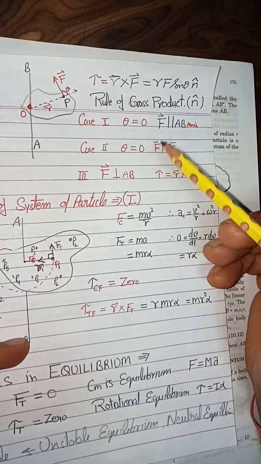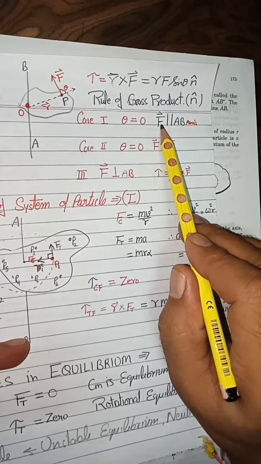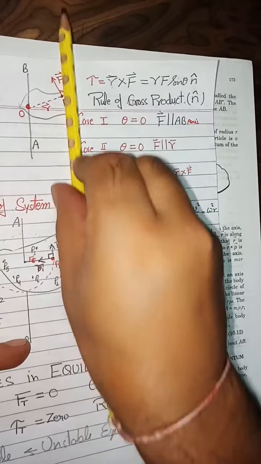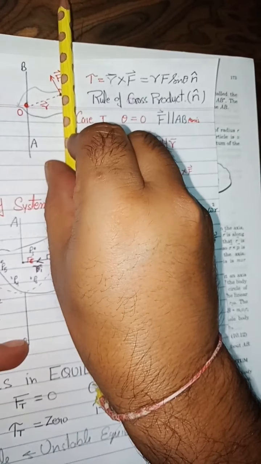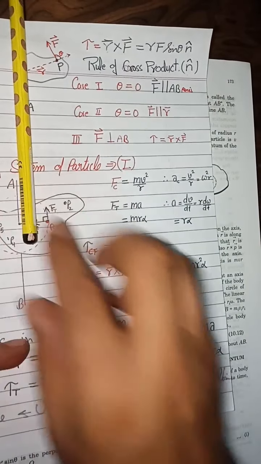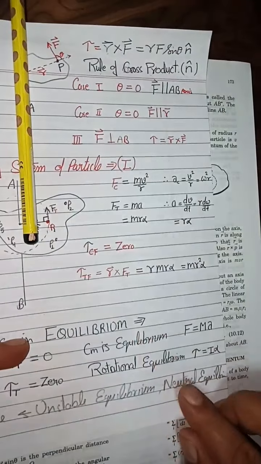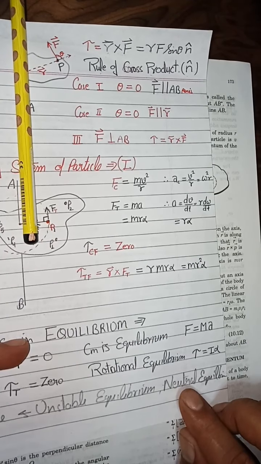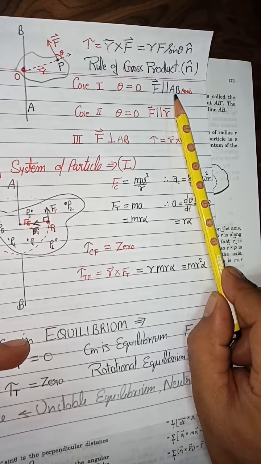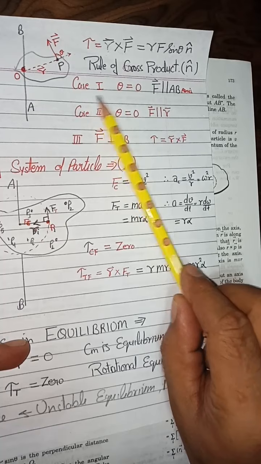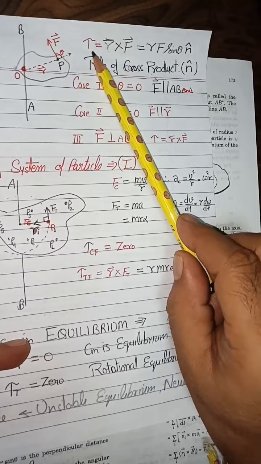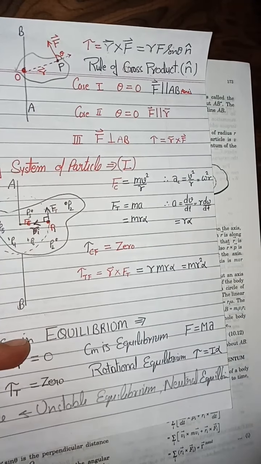Here, suppose the force is parallel to AB. Suppose this is the axis of rotation and I am applying force in this direction. Will it do any rotation? This is the AB axis of rotation, and I am applying force parallel to it on an object. So whenever the force is parallel to the axis of rotation, the value of theta will be 0, and as theta is equal to 0, you know sine 0 is equal to 0, so torque will also be 0. It means the body cannot rotate.